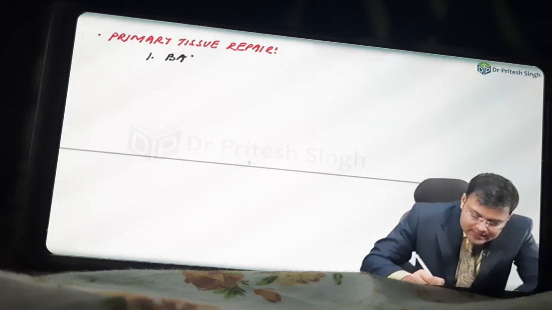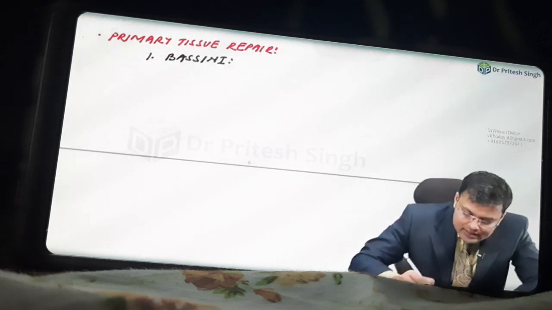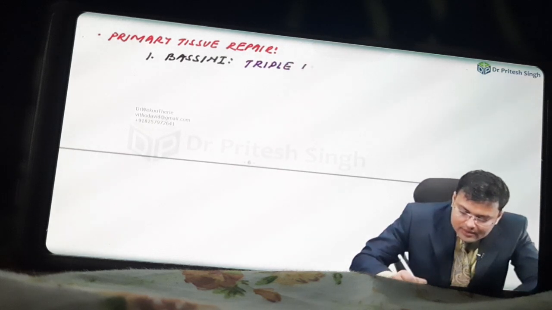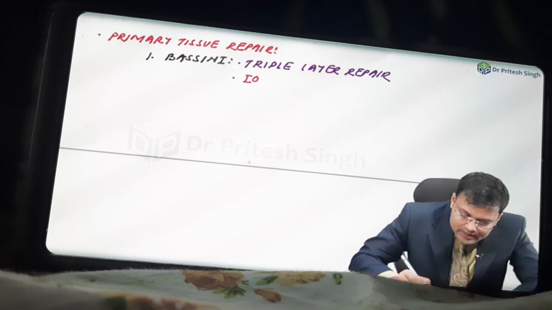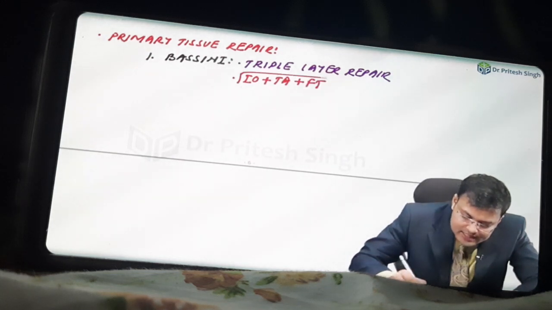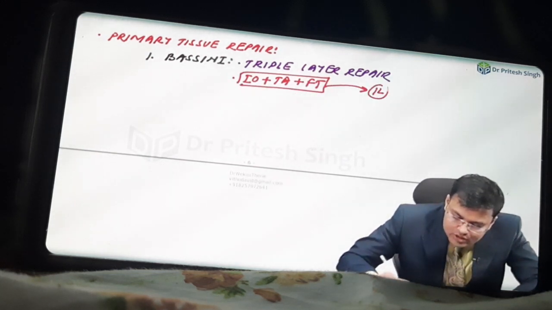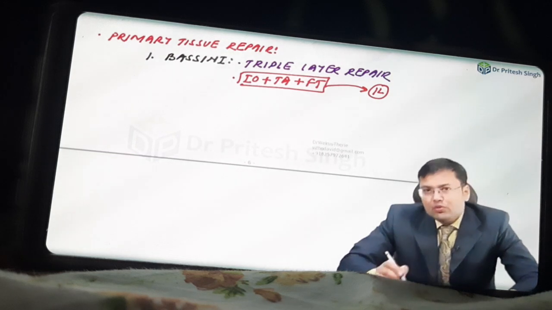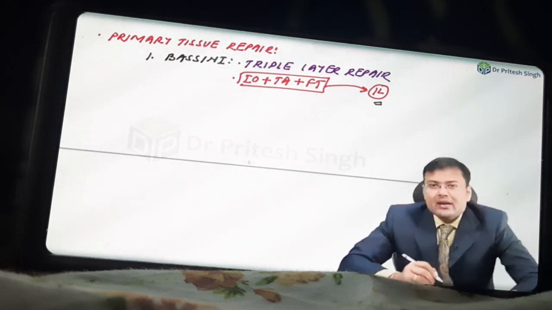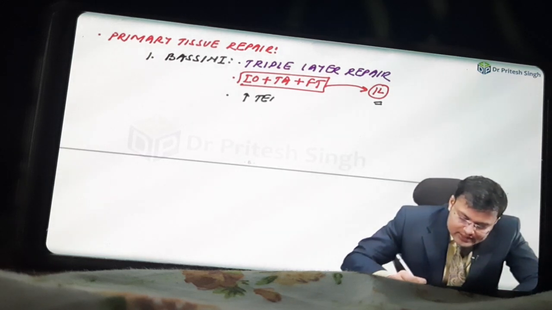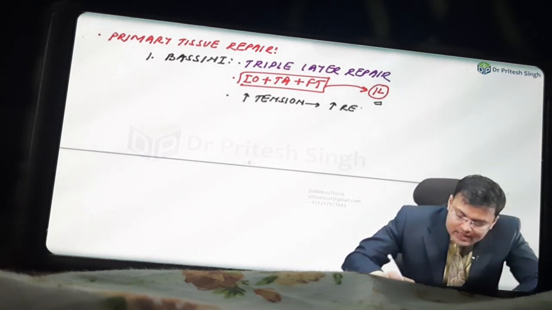First, Bassini repair. This is known as triple layer repair. Now why is it known as triple layer repair? Because here internal oblique plus transversus abdominis plus fascia transversalis are sutured to the shelving edge of the inguinal ligament. Because these three layers are sutured together to the inguinal ligament, there is increased tension over the tissue, leading to an increased recurrence rate.